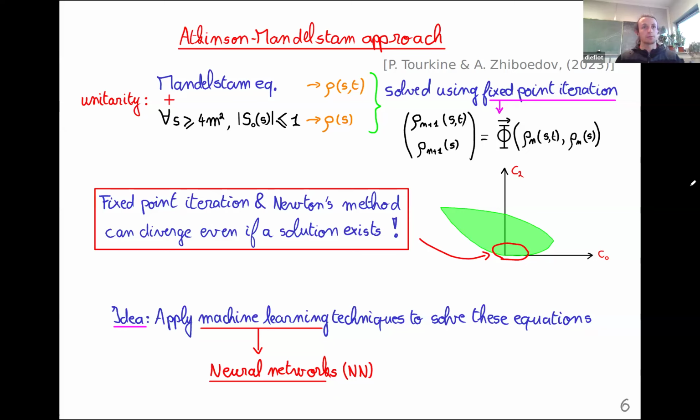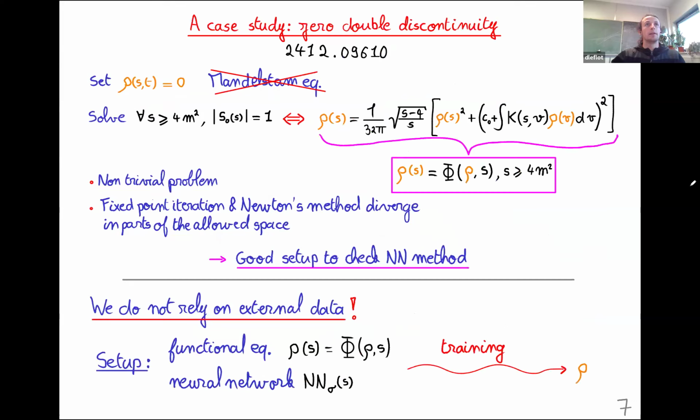So now we would like to test our new method based on the neural network. Instead of solving the full problem immediately, we experimented with a simpler model. From now, everything I will say is based on our paper available on arXiv. We obtained a simpler model by setting the double discontinuity, or the double spectral density, to 0. So it's an approximation, in order to experiment with our method.